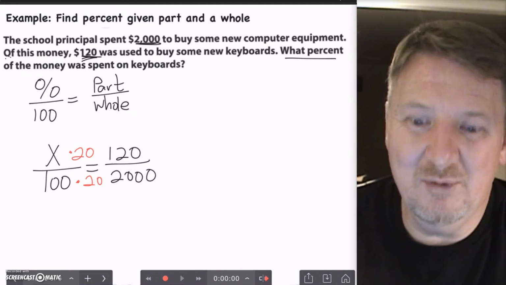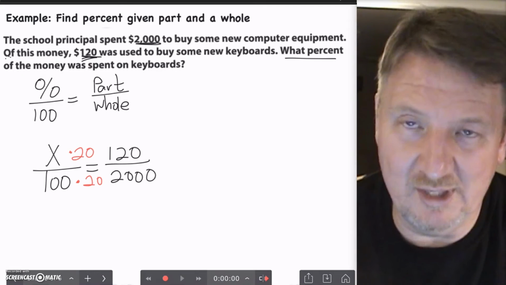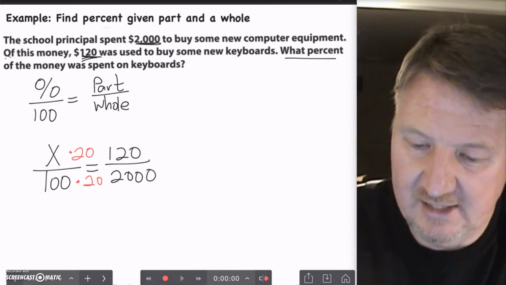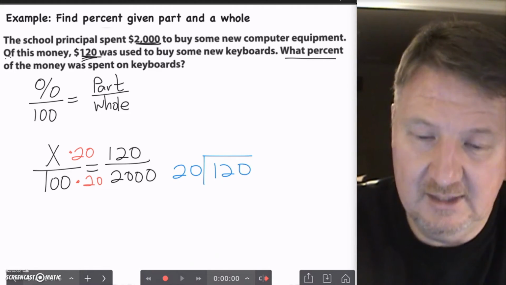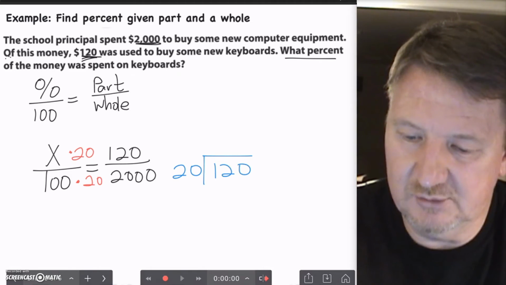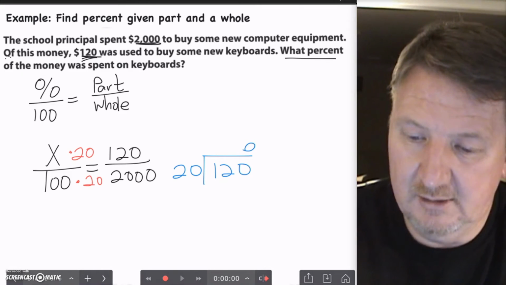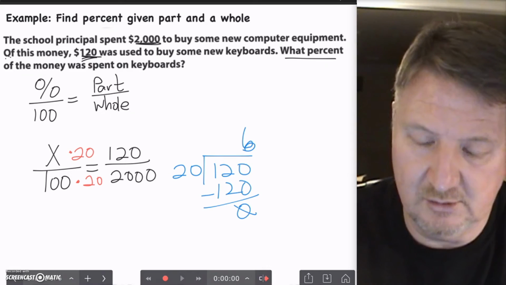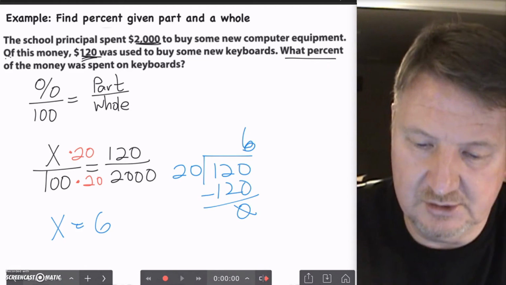Well, maybe I don't know what I multiply 20 by to get 120. So to find out what this answer is, I can divide 120 by 20, and that'll give me what X is. That tells me what I multiplied 20 by to get 120. So 20 will go into 12. It won't. So I have to go into the whole 120. It'll go 6 times. 6 times 0 is 0. 6 times 2 is 12. I subtract, I get 0. So guess what? X equals 6.